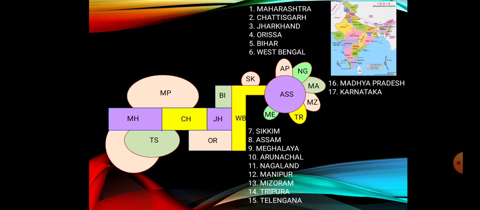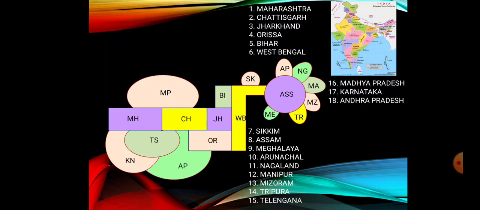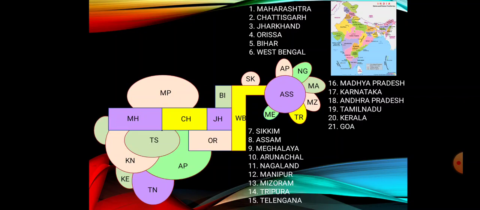Next state, the 17th state, is Karnataka, and it touches Maharashtra as well as Telangana. Then there is Andhra Pradesh, which has border with Telangana, Chhattisgarh, Orissa and Karnataka. 19th state is Tamil Nadu, which has border with Karnataka and Andhra Pradesh. And 20th state is Kerala, which has border with Karnataka and Tamil Nadu. 21st state is Goa, which has border with Maharashtra and Karnataka. Then 22nd is Gujarat, which has border with Maharashtra and Madhya Pradesh.